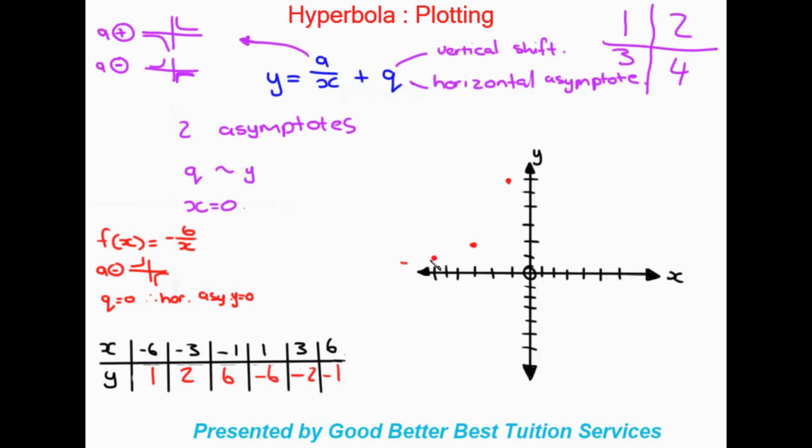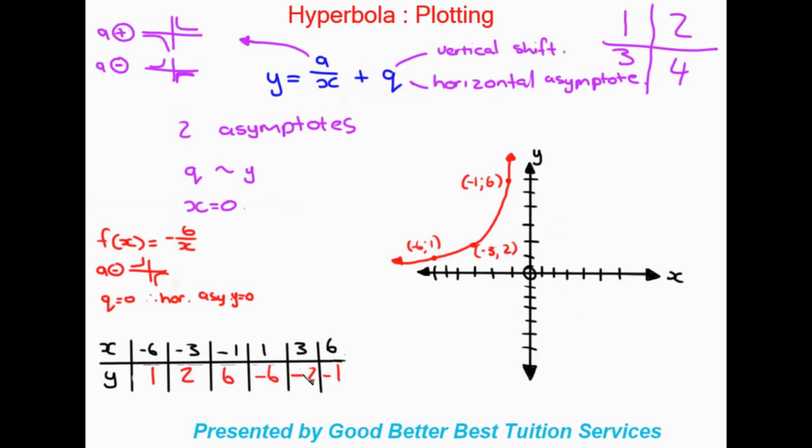Then we can just go through all of these points. What's important for us to do after that is to identify the points that we've just plotted, which are -6 and 1, this over here is -3 and 2, and then we have -1 and 6.